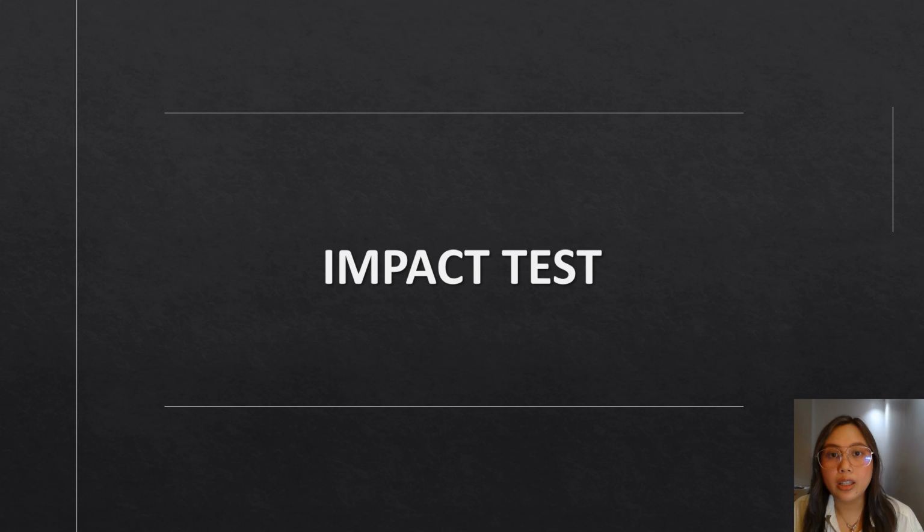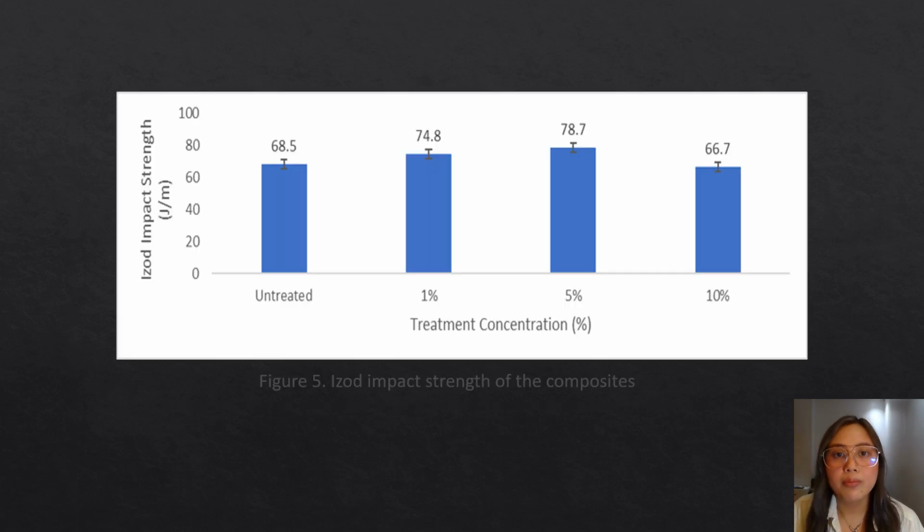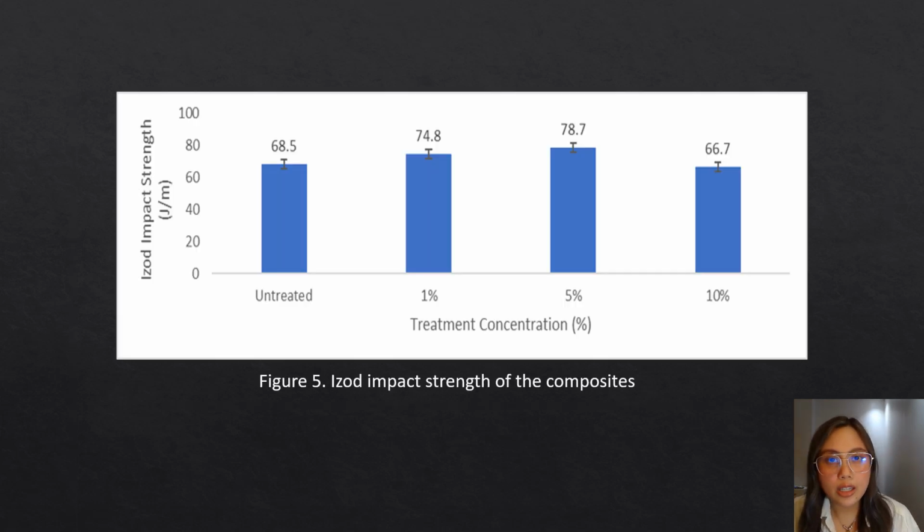We will now proceed with the impact test. Looking at this figure, we can see that 5% has the highest value for its impact strength. The untreated has no interaction with the cellulose because it is fully covered by the hemicellulose. 1% has lesser amorphous phases, but it interacted more with the cellulose.